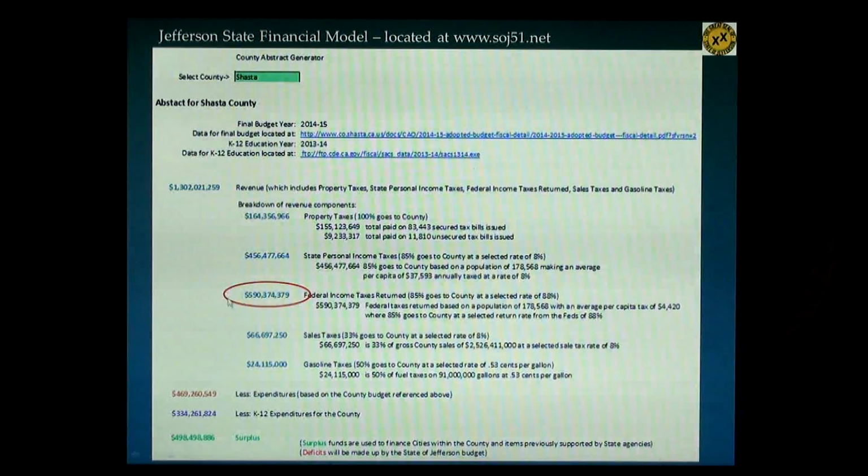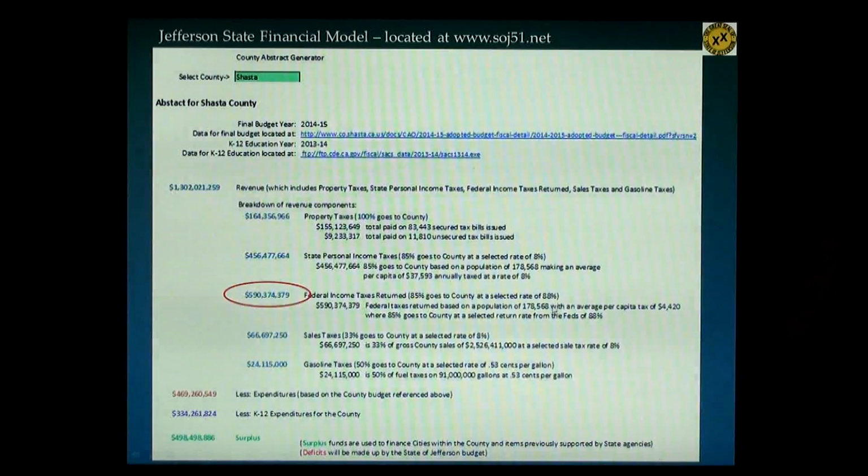Federal income tax return is the largest portion of monies that will come back to Jefferson. For Shasta County, we see that we have over $590 million coming back from the federal government. We use the California-based model of 88 cents on the dollar. So for every dollar in taxes that goes to the federal government, 88 cents of that comes back to the state of California. Since we're using a base model based on California, that's where this number is derived from.